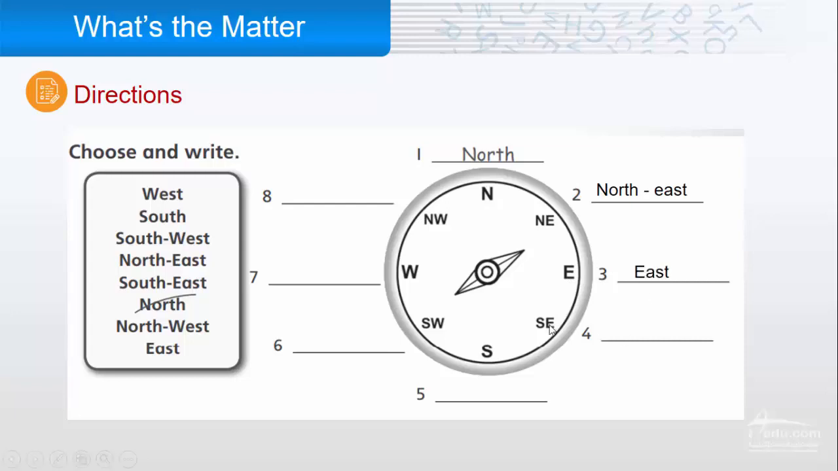4. SE, southeast. 5. S, south. 6. SW, southwest. 7. W, west. 8. NW, northwest. The directions are north, south, east, west, northwest, northeast, southwest, southeast.